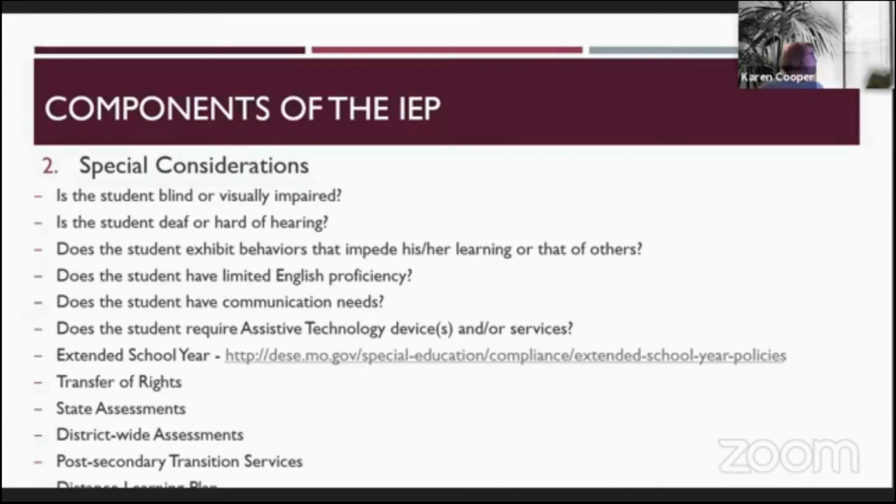So you'll see here that if the team determines that there are behaviors that impede the child's learning and their learning of others, that strategies, including positive behavior interventions and supports, must be considered by the IEP team, and if determined necessary, addressed in this IEP. So we have to consider, hey, if there's a behavior, we have to think about positive behavior supports. And if the team determines that they're necessary, they need to be included in the IEP. And if a behavior intervention plan is developed, it must be part of the IEP.